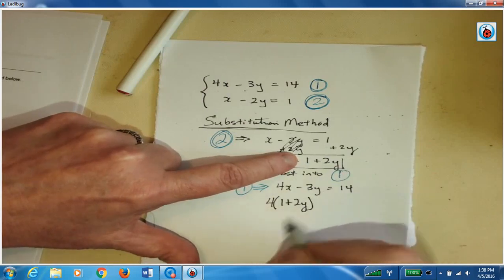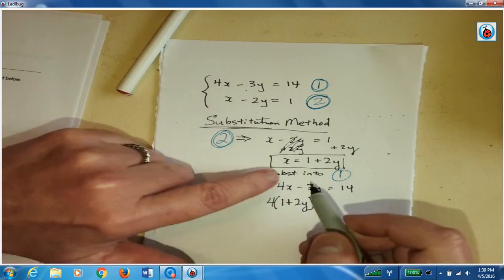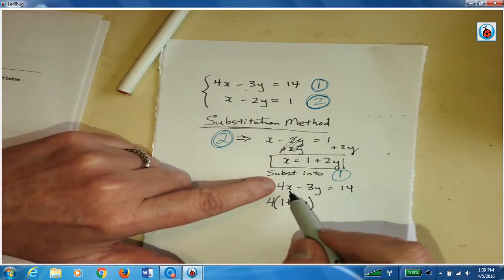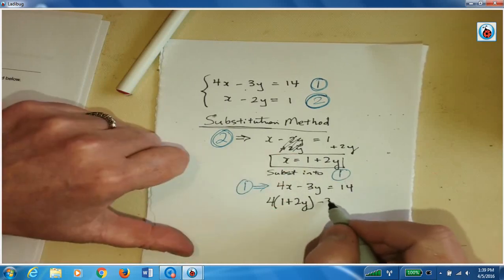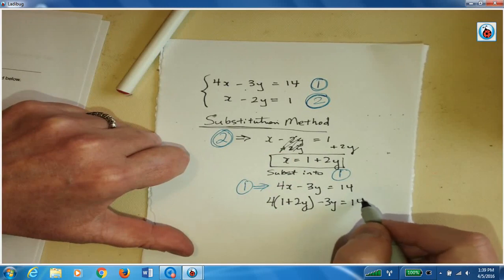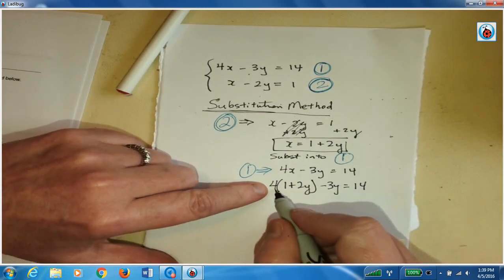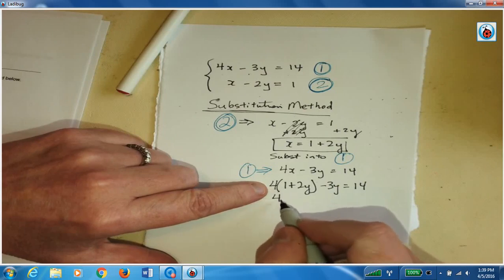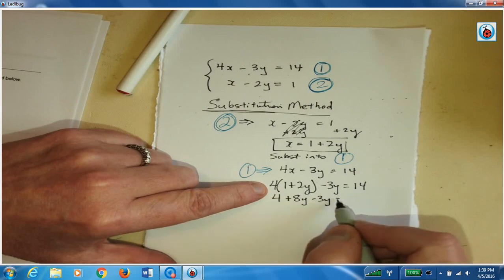You have to put that in parentheses because I have more than one term there now. So instead of 4x, I have 4 times that. Then I continue, minus 3y equals 14. Now I've got an equation that only has one letter. I'm going to multiply through the 4: 4 plus 8y minus 3y equals 14.